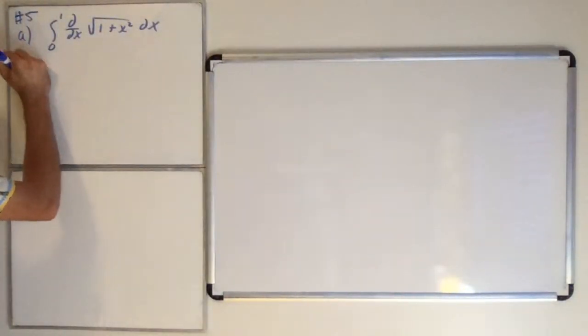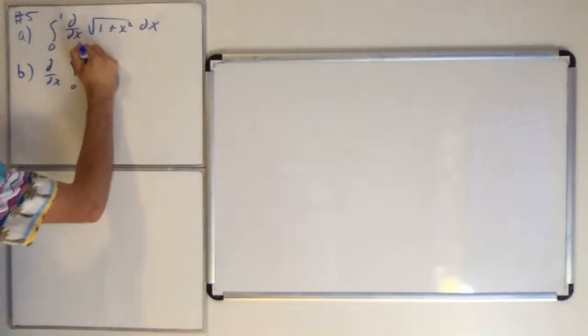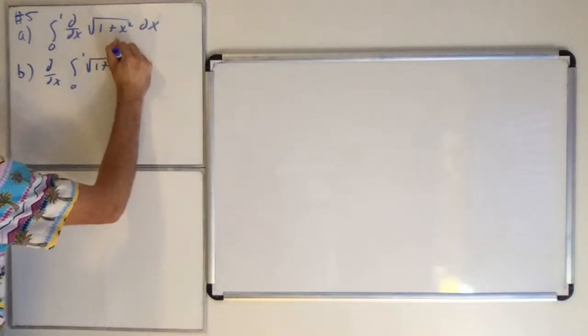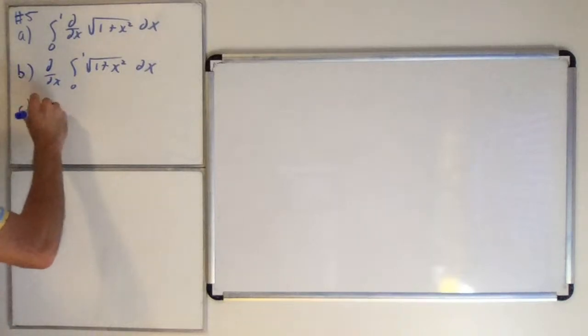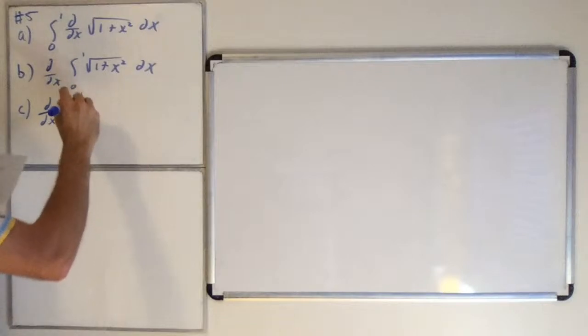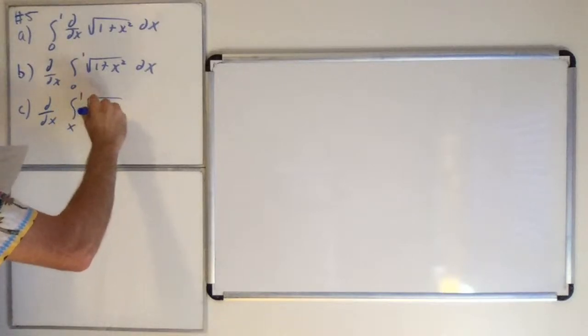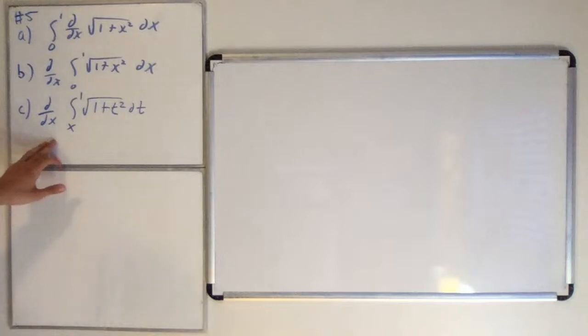B was the derivative of the integral from 0 to 1 of the square root of 1 plus x squared dx. And then C was the derivative from x to 1 of the square root of 1 plus t squared dt, right? So we agree that C at least is something we've seen before.